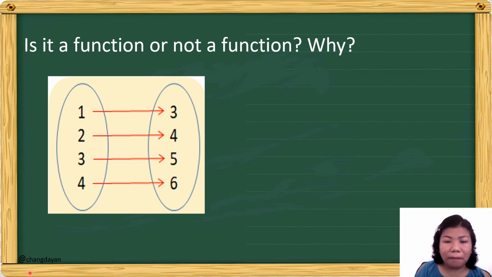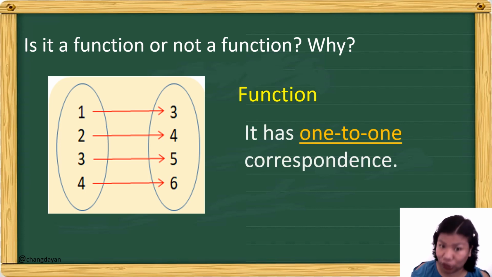Now let us have it by mapping. When do we know that it is a function and it is not a function? So is it a function or not a function? Why? So I have here this mapping. As you see, all the first elements correspond to one element in our second element or in our output. So 1 corresponds to 3, 2 corresponds to 4, 3 corresponds to 5, 4 corresponds to 6. So if there is a one-to-one correspondence, the given mapping is a function.